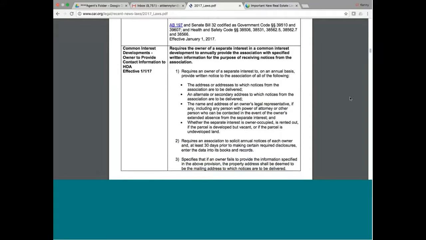Number 4, whether the separate interest is owner occupied, rented out, if the parcel is developed but vacant, or if the parcel is undeveloped land. So that's information. So you are supposed to let the association know if the unit is rented out. So I guess, if you have a complex where they don't allow rental, and if you tell them through this disclosure that the unit is rented out, that's one way they're gonna find out that you're in violation of the CC&R. Okay.